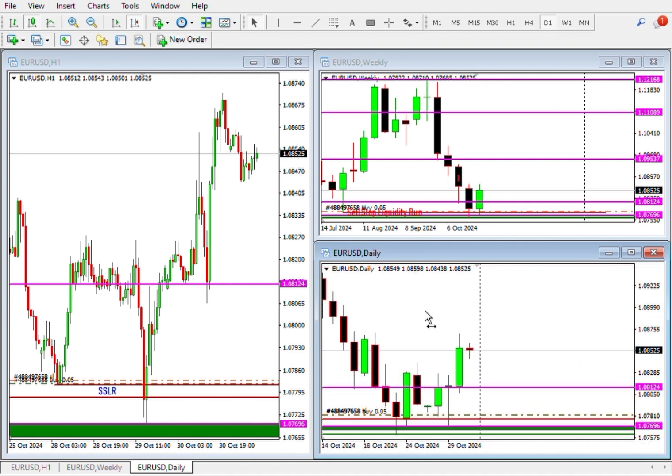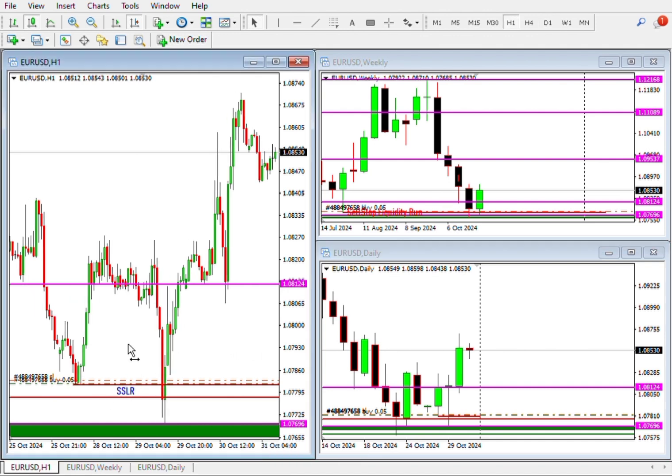So I did take a couple of trades prior to the one that I took on the 29th. Okay, but obviously it kept running back down and stopping me out until I got into this one. Okay, so that's the trade that I basically want to break down.